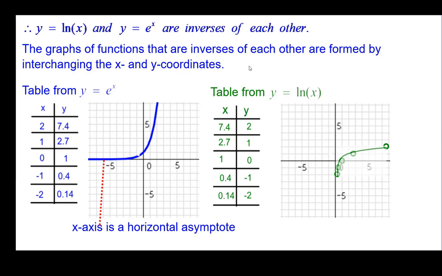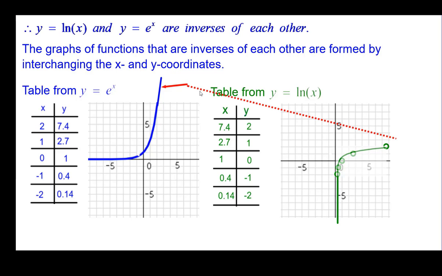And then looking back over at e to the x, we can see that the x-axis is a horizontal asymptote for the exponential function. So that would make the y-axis a vertical asymptote, because these are inverses, switching x and y. So it would look like this. Here, as x gets larger, y gets larger much quicker on the e to the x function. So that would transfer over here going this direction. x could get very, very large, y gets very, very large.